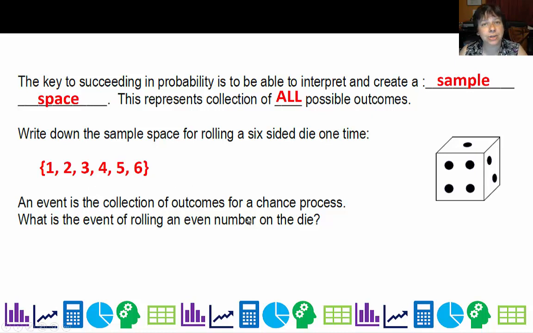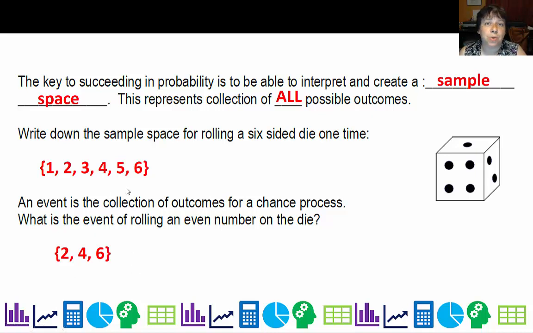An event is a collection of outcomes for a chance process. So in this case, what is the event of rolling an even number? So what are the possible outcomes that will give me even? That would be 2, 4, and 6. So that would be the sample space for this event of getting an even.